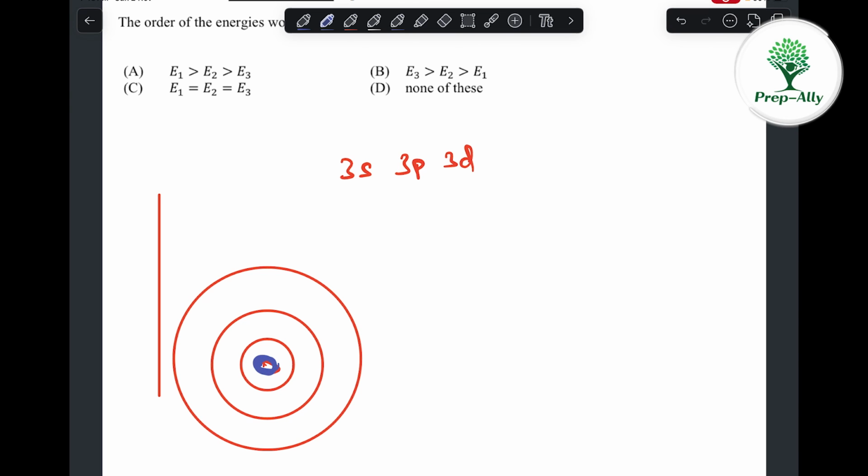So the energy will increase upon going away from the nucleus. So this is a nucleus. So the first main shell will have an electron, so this will have lower energy, and the second main shell doesn't have an electron. So there will always be degeneracy, which means all orbitals will have the same energy because there is no electron-electron repulsion.